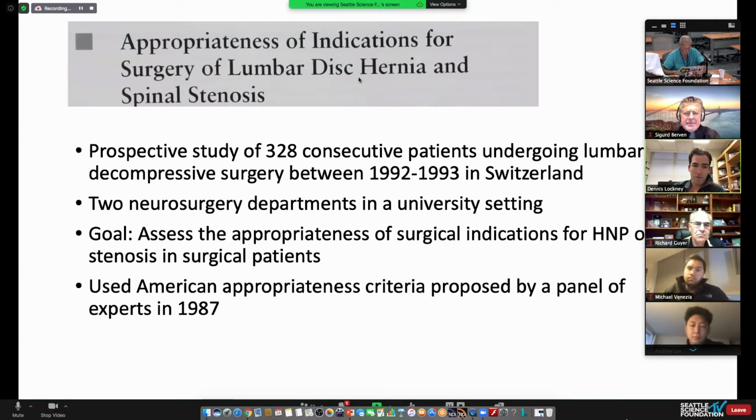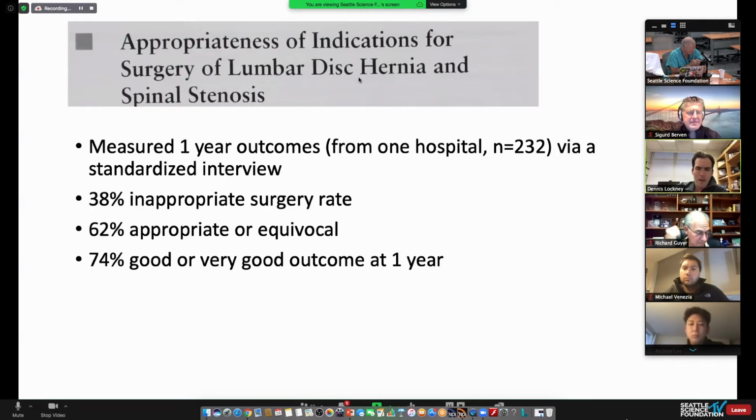The goal of this was to assess the appropriateness of surgical indications for people undergoing surgery for herniated discs or spinal stenosis. They used an American appropriate criteria that was proposed by a panel of experts in 1987. So they measured 1-year outcomes only from one of the hospitals via a standardized interview. And ultimately what they found was that about 38% of surgery indications were inappropriate. 62% were what was called appropriate or equivocal. And ultimately, 74% of patients had a good or very good outcome at 1 year.